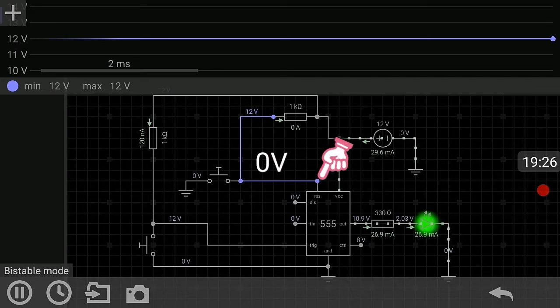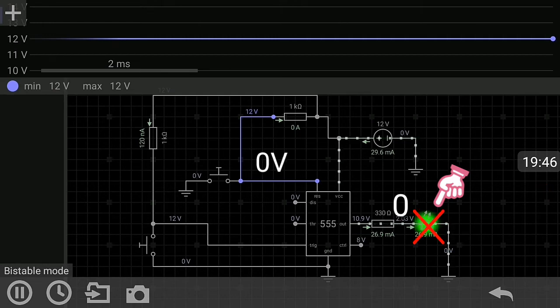And now the reset is logic low, so therefore the output from pin 3 will be logic low and the LED is cut off. And let's see if the output from pin 3 goes to logic low. Now let me press the momentary switch.